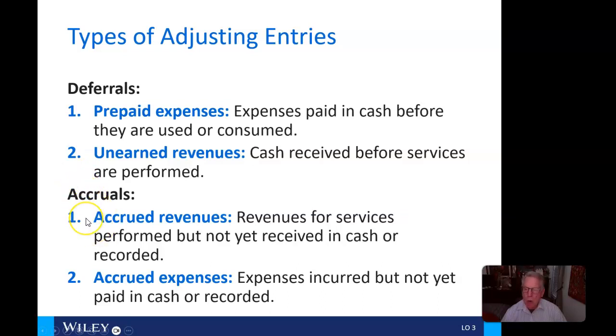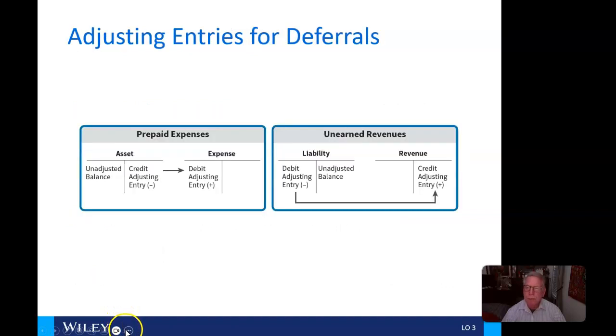In any event, we have accrued revenues. And in this case, our accrued revenues are revenues for services that we have performed, but we haven't yet received the cash for that yet. And then here are accrued expenses. These are expenses that we've incurred, but not yet paid in cash at the end of the month. So the big accrued expense, of course, is wages at the end of the month. That's the one that normally we will do as well.